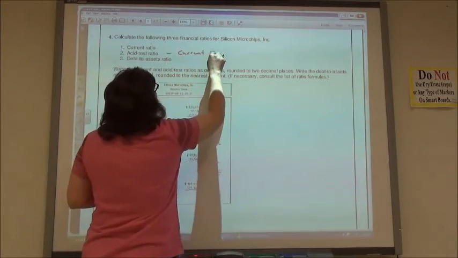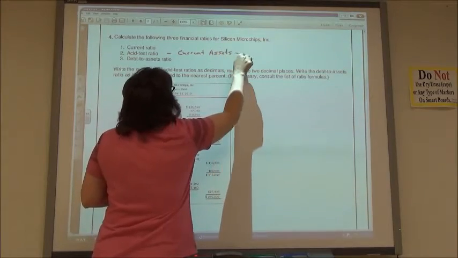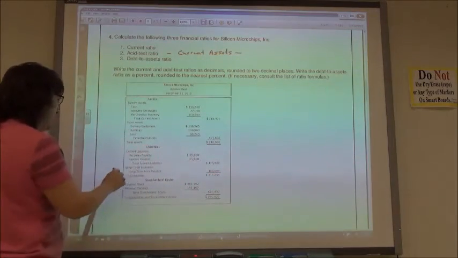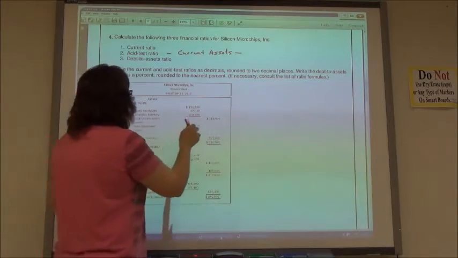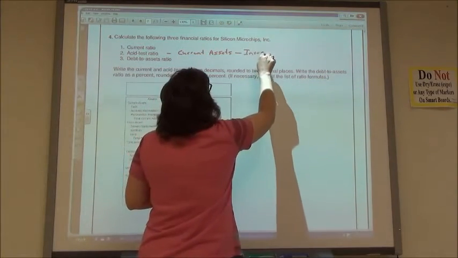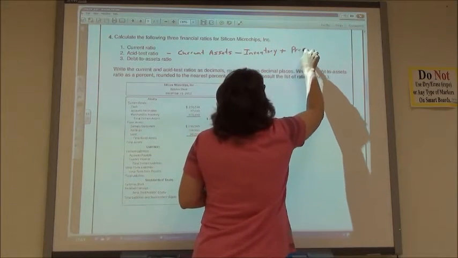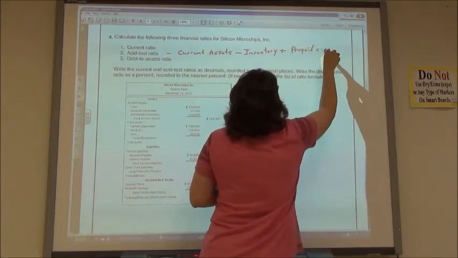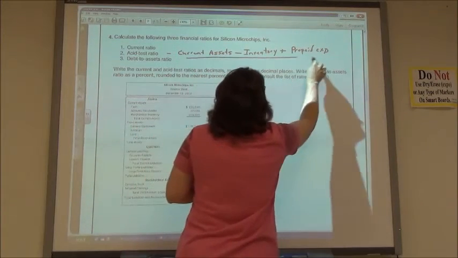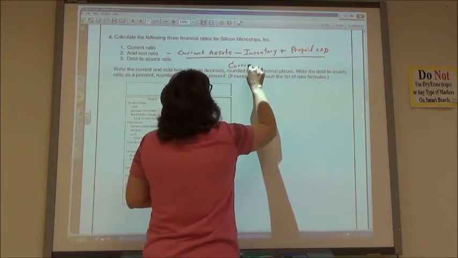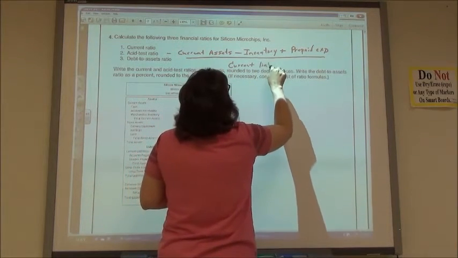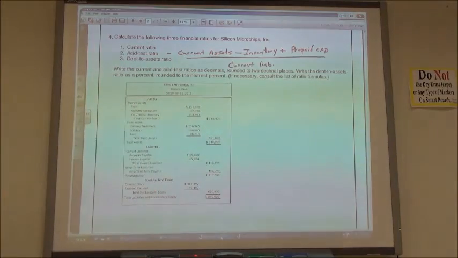Current assets minus the inventory plus the prepaid expenses, all divided by the current liabilities, if I got all that. Current assets minus your inventory plus your prepaid expenses divided by your current liabilities.